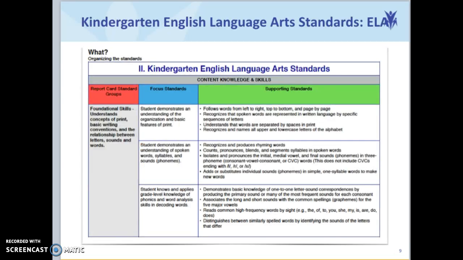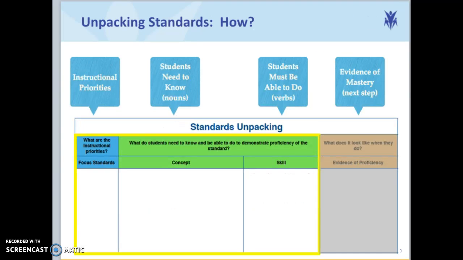So here we see where we have our standards, again, the focus standards, supporting standards, and here I'm looking at the kindergarten English language arts standards. This is a graphic organizer that you can find in the back of your kindergarten extension manual. This also helps you unpack, and if you have other kindergarten teachers, you might want to do this with each other, or you just might want to help unpack the standards for the other content areas, and it's a good way to practice.